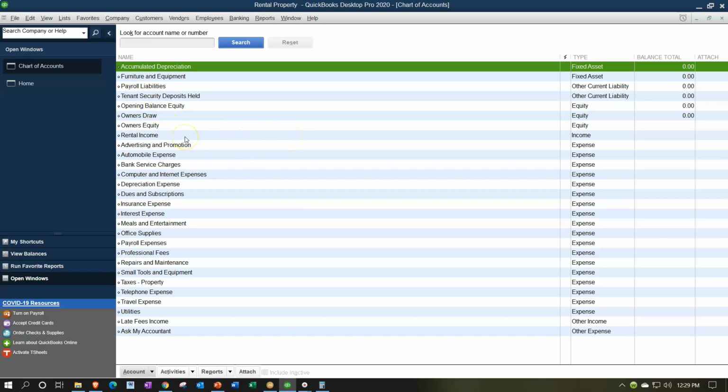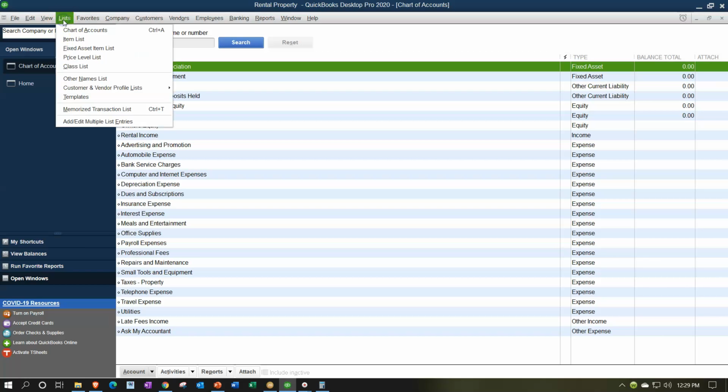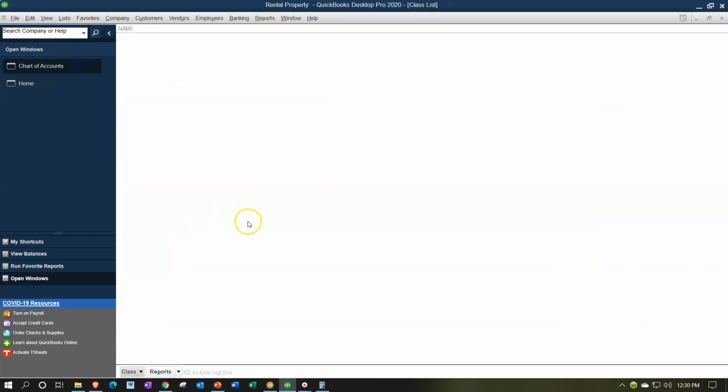I'm just going to enter some expenses here, and then we'll see how this kind of allocation method could work. Okay, so one more thing to set up. I'm going to go to the lists dropdown, and I'm going to set up my classes now. So I'm going to say class lists. I want to set up my classes.